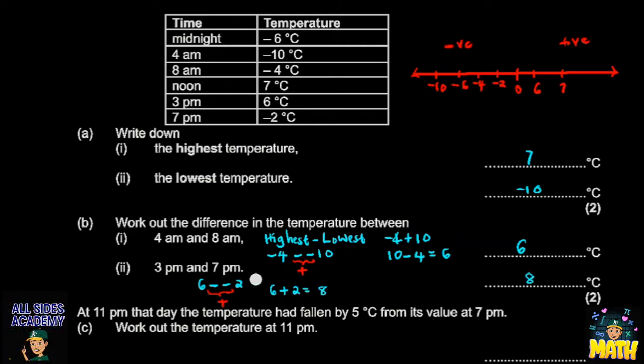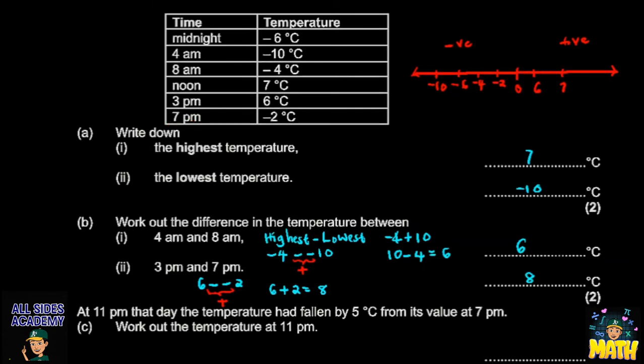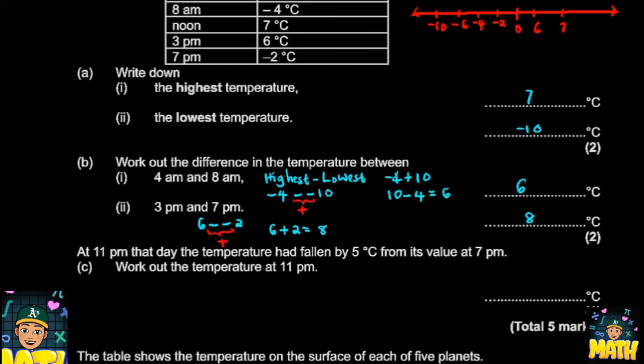All right. At 11 p.m. that day, the temperature had fallen by 5 degrees Celsius from its value at 7 p.m. Work out the temperature at 11.